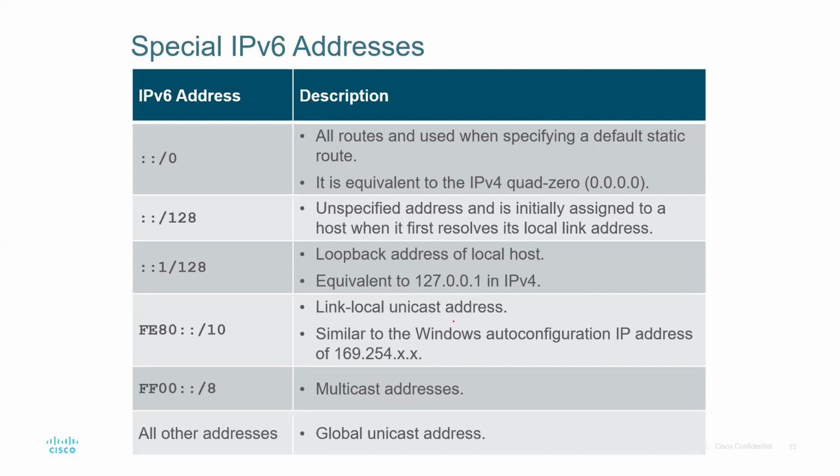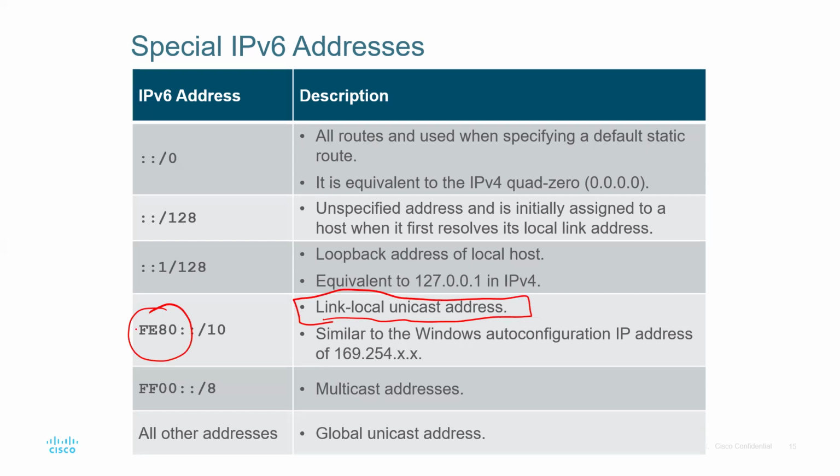Right, we have link local unicast addresses. We have talked about these LLAs before. They are basically used to communicate on a local link. And the representation, you will see all of them start with FE80. So whenever you see FE80, that is a link local address.